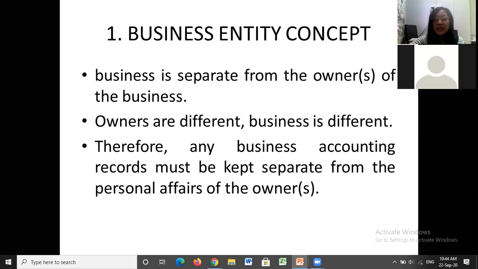Therefore any business accounting records must be kept separate from the personal affairs of the owner.